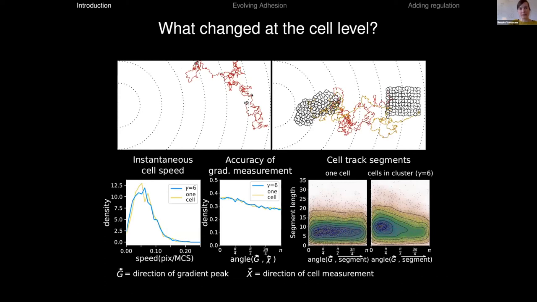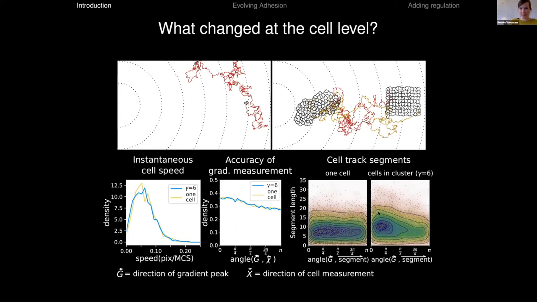On the top here, you can see the cell track of one single cell doing migration, and you see that the track is very noisy, very swirly. But on the right, you see the track of cells in the blob, and it's still very noisy and swirly. They don't migrate any faster in the cluster. They are still very bad at perceiving the actual direction of the gradient. And so the only thing that changes is that when you compare the straight segments of their tracks, the tracks that are aimed at the gradient peak are a little longer.